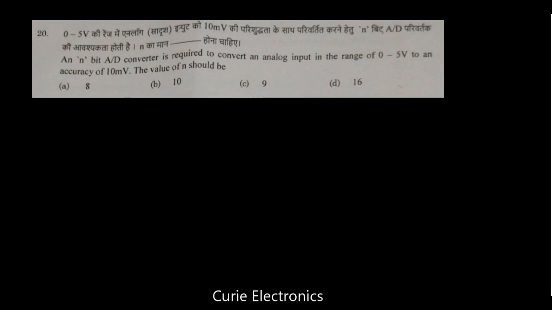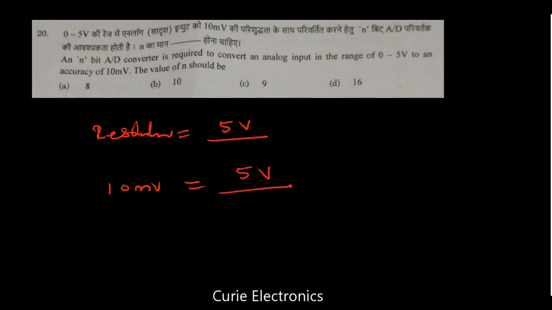An n-bit analog to digital converter is required to convert an analog input in the range of 0 to 5 volt to an accuracy of 10 millivolt. The value of n should be. So we should have a resolution of 10 millivolt. Then what value can we choose? Resolution is given by V full scale, that is 5 volt, upon 2 to the power n. We need this as 10 millivolt. If you take 2 to the power 9, what will we get? Let me see.